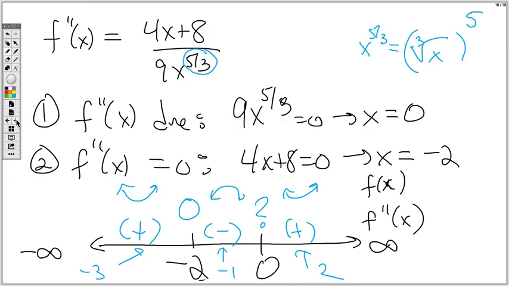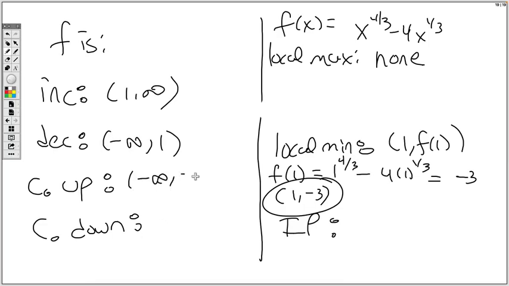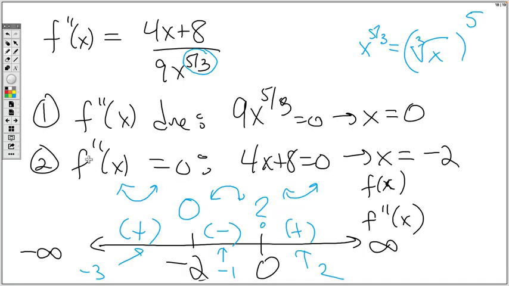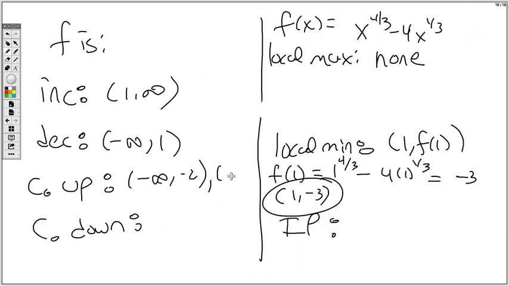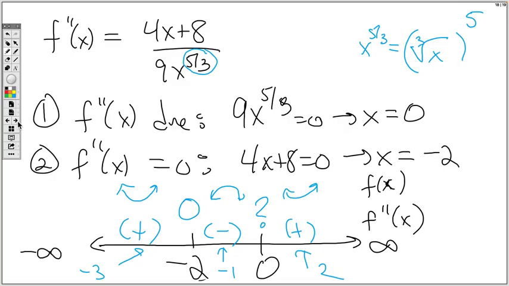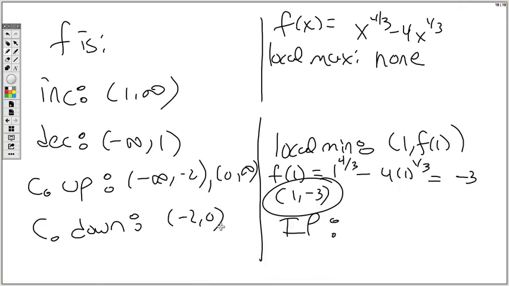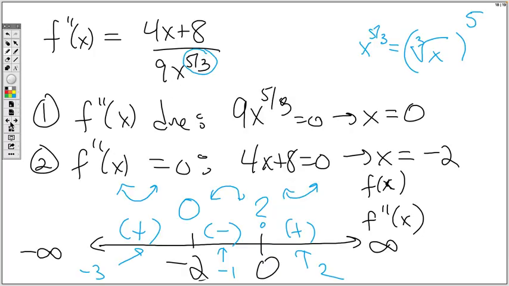Minus infinity to minus 2. And then it's again from 0 to infinity, concave down in between. Okay. Inflection points. Inflection points are points on the graph where the concavity changes. The concavity changes at what two numbers here? -2 and 0.